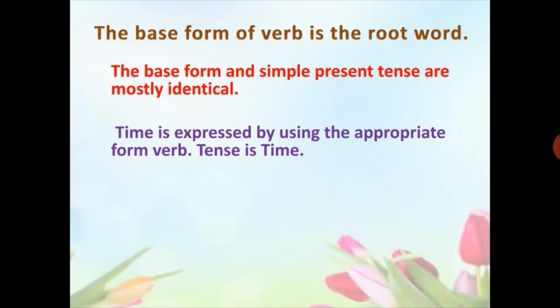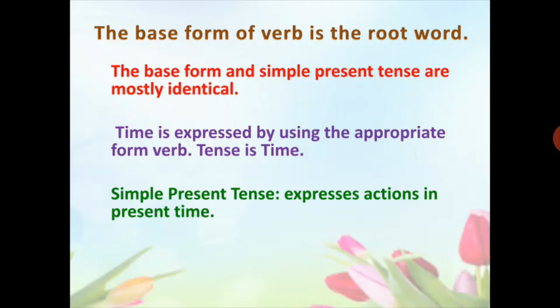Time is expressed by using the appropriate form of verb. It means different forms of verb tell us about the time, whether it is present time or past time, because in present tense or past tense different forms of verbs are used. So what is tense? Tense is time.